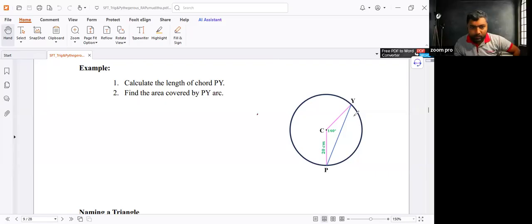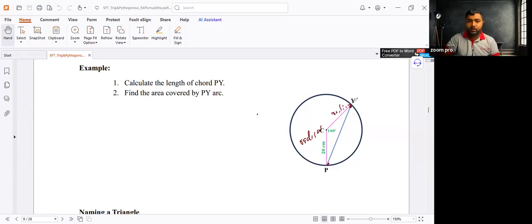Okay, length of chord PY. PY means this part, no? From here to here. Then you know CP is the radius. Then CY is again a radius. That means those are equal.